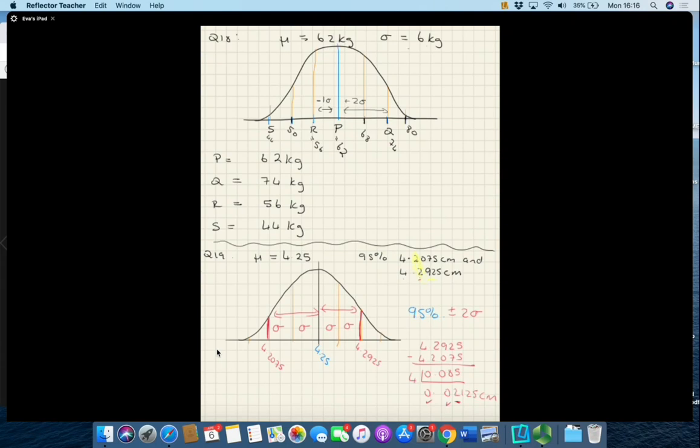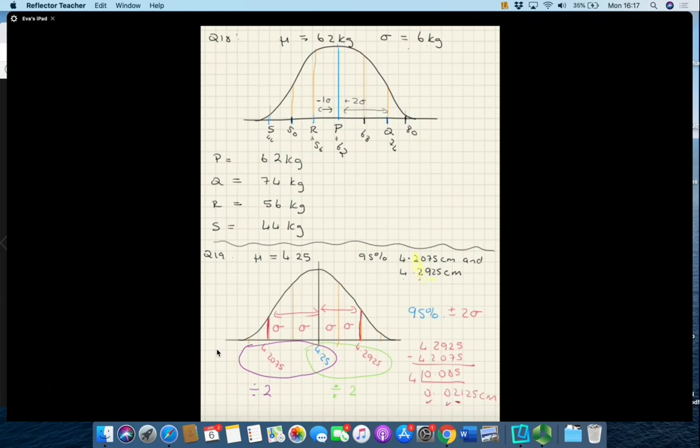Okay, the other way you could have done it, in case anybody sees a different way of doing it, you could have looked at the difference between 4.25 and 4.2925, got the difference between them, and in that case divided by 2, because there's only 2 standard deviations between those two numbers. Or in a similar way, you could have got the difference between these two numbers and again divided by 2.